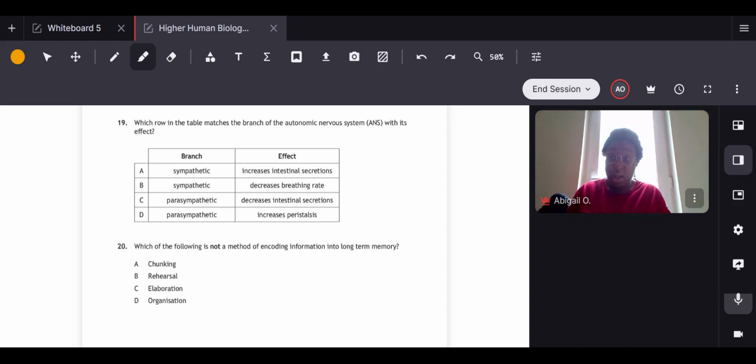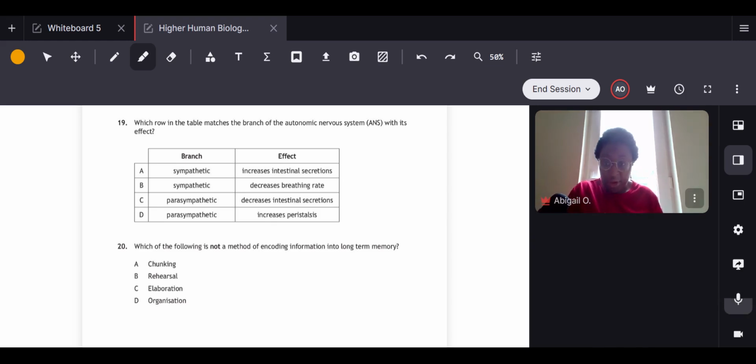Question number 19. Which row in the table matches the branch of the autonomic nervous system with its effect? So it's always really important when you're thinking of autonomic nervous system to split sympathetic and parasympathetic in your mind. Sympathetic, that's your fight or flight. That's when we're thinking of adrenaline and heart rate increasing and all the kind of things that are going to keep you more alert. Parasympathetic, that's different. That's our rest and digest. That's making sure we can digest our food and all of those good things there.